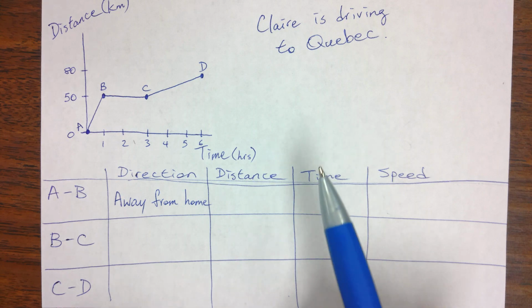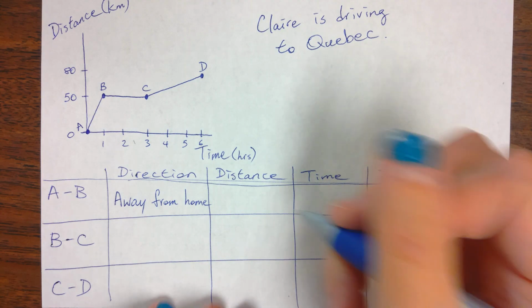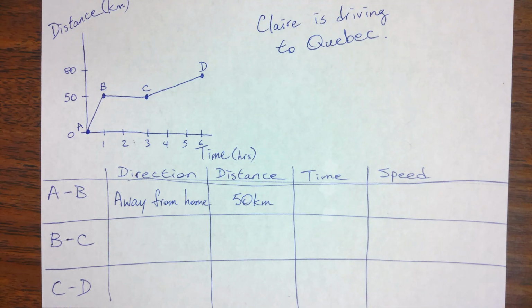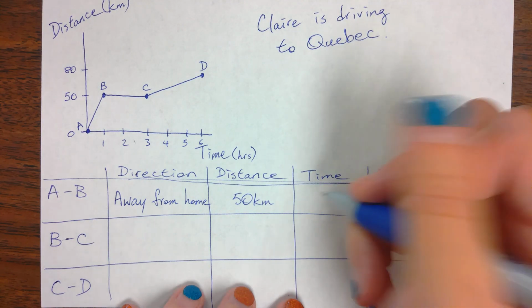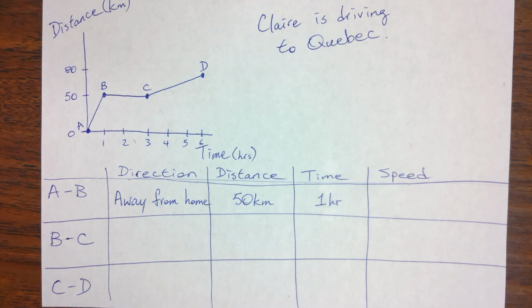Okay. Distance. How far did you travel? 50 kilometers. Good. Don't forget units. How long did that take you for that 50 kilometers? 1 hour. Okay. Vincent, what was her speed?